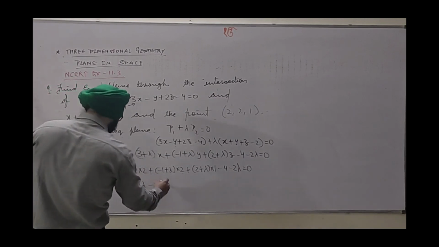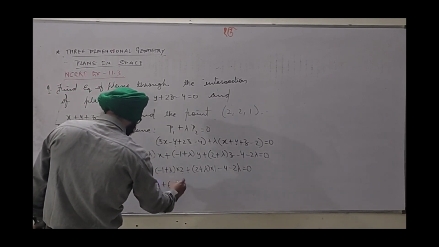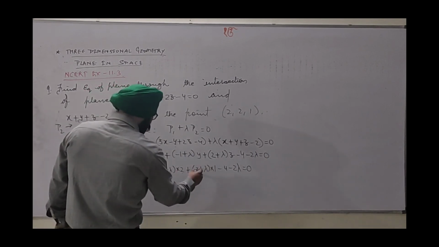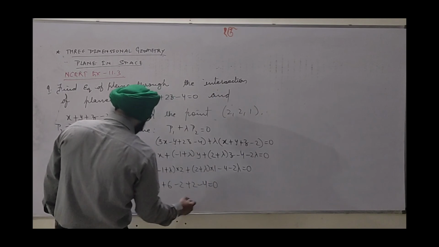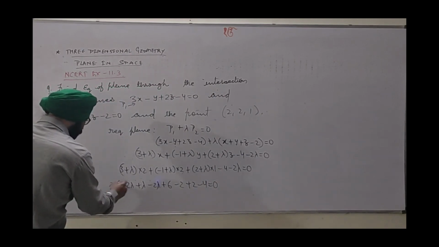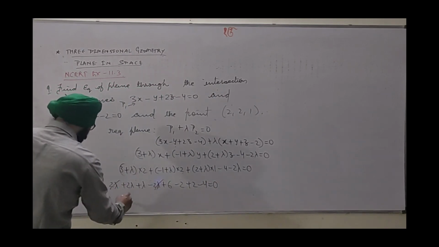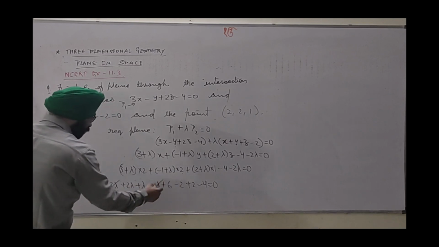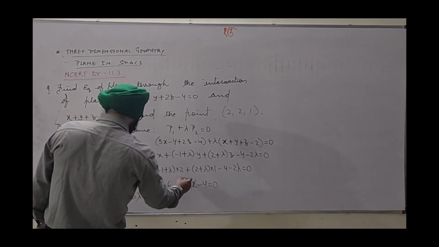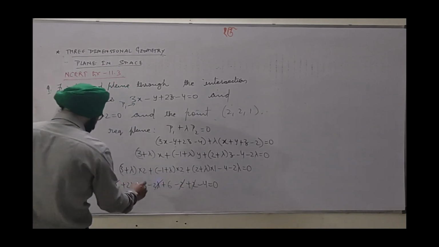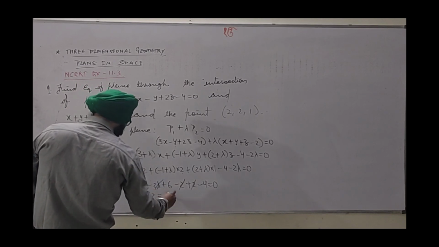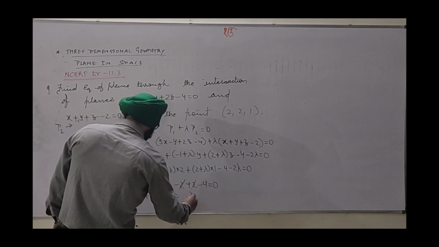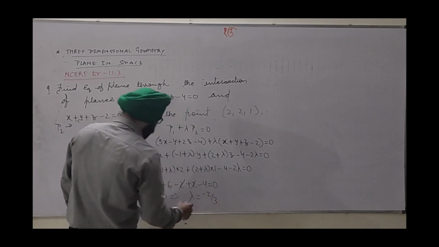2 3s are 6. Minus 2 from second term. 1 into 2. Third term and minus 4. The last one solving. 2 lambda 2 minus 2 lambda cancelled out. We are left with 3 lambda. This one becomes 2 and minus 2 can be cancelled out. 6 minus 4 as 2 equal to 0. This implies lambda is minus 2 by 3.